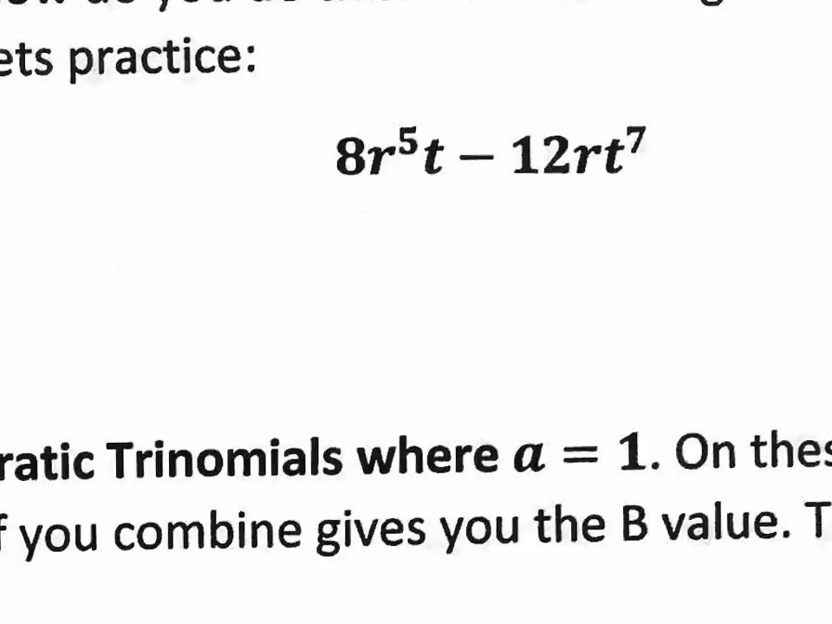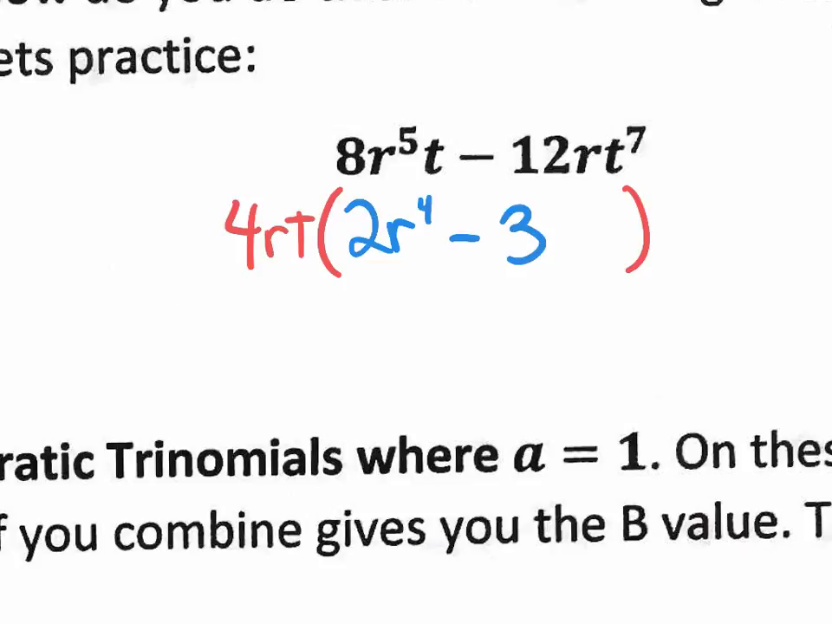What is the GCF right here? Let's pull out a 4 and also an r and also a t. If I do pull out a 4, an r, and a t from each term, what would I have left on the first term? 2 r to the 4th. And that's it. And then over here, minus 3 t to the 6th. Good job.